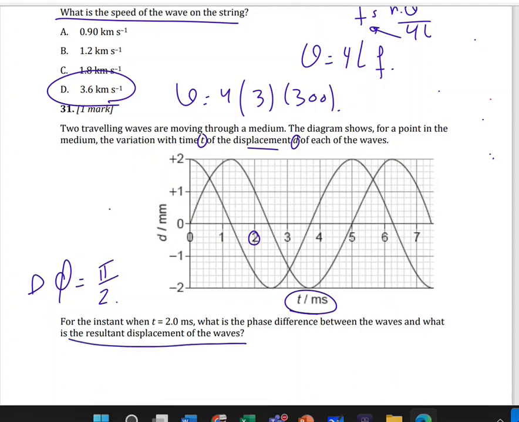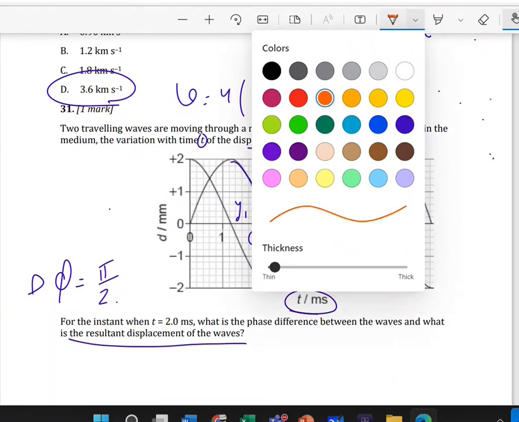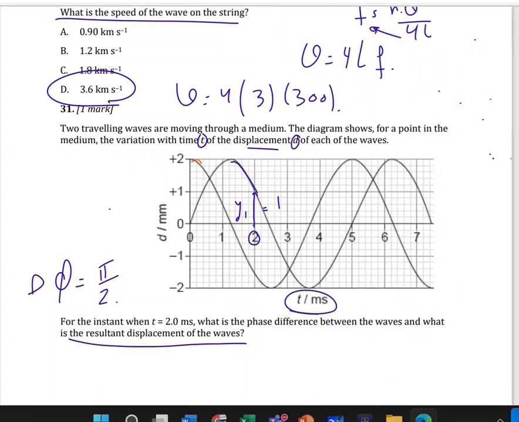Now, the resultant displacement. The first wave here has a displacement up, around 1. So this is y1 equals 1. And the other one is down, I'm going to use a different color. This one here. So the displacement at this point is around negative 1.6. So this is y2.